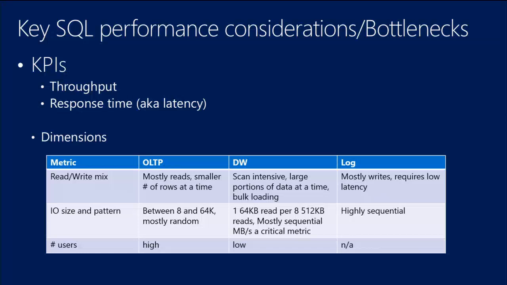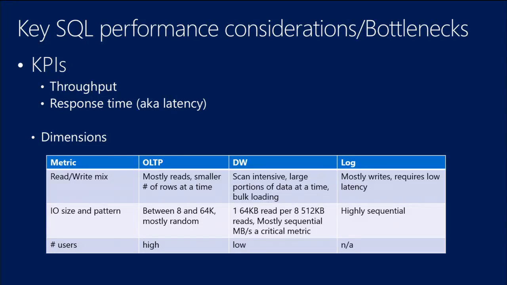So for an OLTP workload, you've got a read-write mix. It's mostly reads. You've got a smaller number of rows at a time, and consequently the I/O size is typically 8K, maybe up to 64K, mostly random. In other words, caching doesn't necessarily help if it's a lot of random reads. Usually a high number of users.